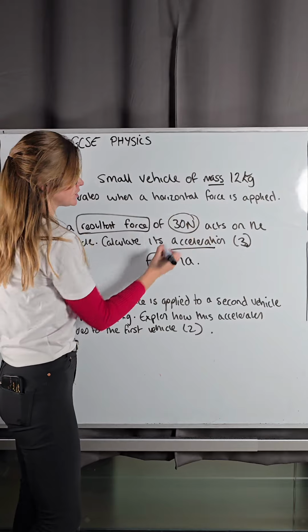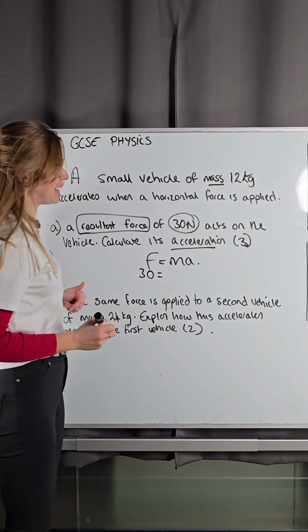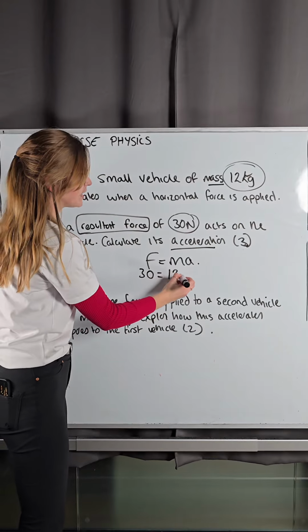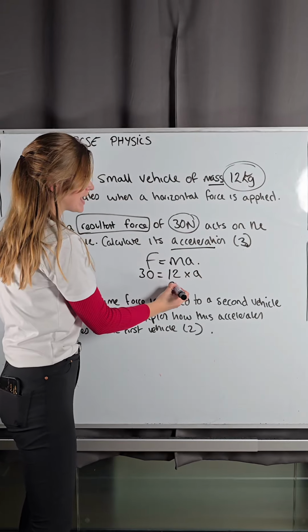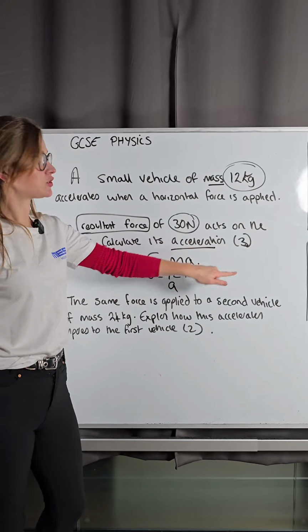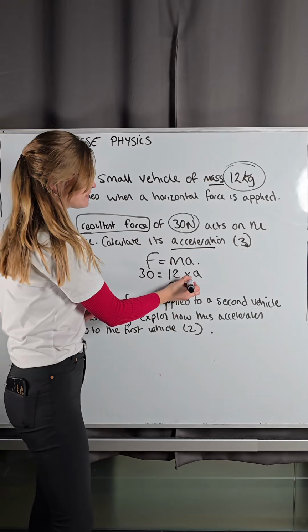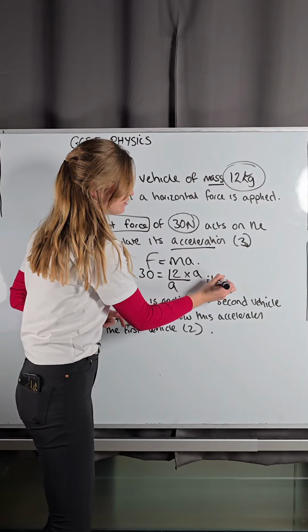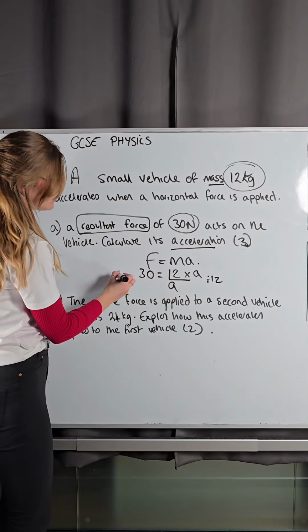The force, always measured in newtons, that's the number 30, equals the mass. The mass is always measured in kilograms in physics, so that's 12, times by A. Now I want to figure out what A is by itself. And this is a lovely free marks. So to get A by itself, go get rid of this multiplied by 12. The opposite of multiplying by 12 is dividing by 12. And what we do to one side, we always have to do to the other.